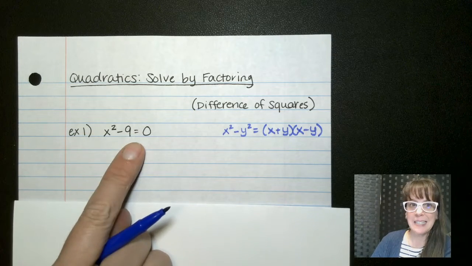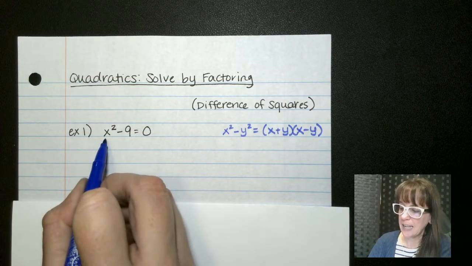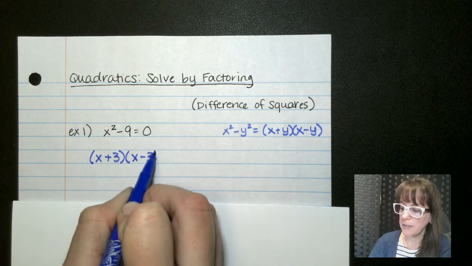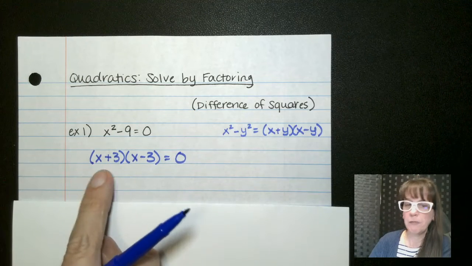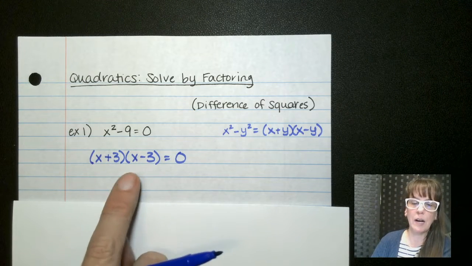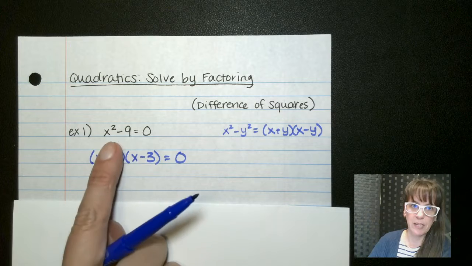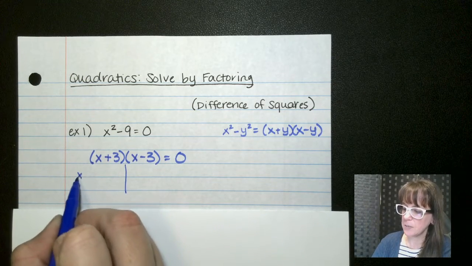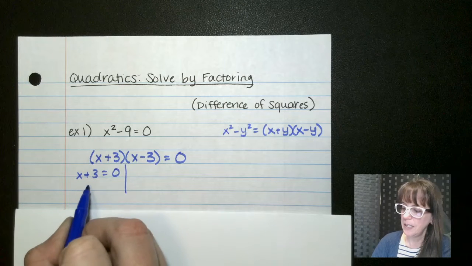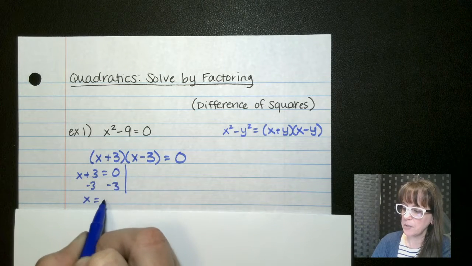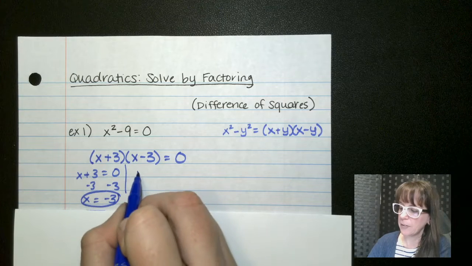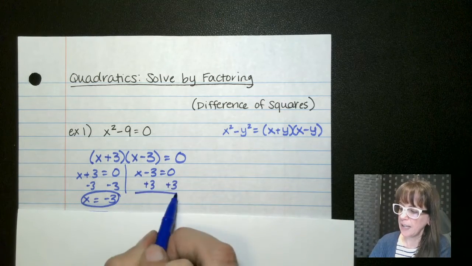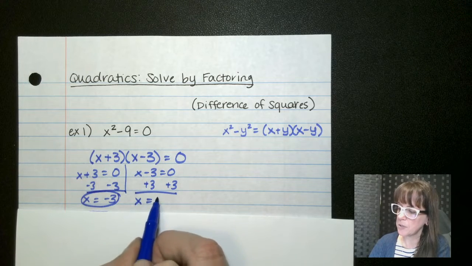So let's take a look at our first example that we have here. X squared minus 9. So what we can do is say this is really x plus 3, x minus 3. And if you don't believe me, you can FOIL this and you'll see that your outside inside terms cancel out and you're left with x squared minus 9. Now we're going to use our zero product property to say x plus 3 equals 0. Minus 3 from both sides, we get x equals negative 3. And over here, x minus 3 equals 0. We're going to add 3 to both sides. We get x equals positive 3.